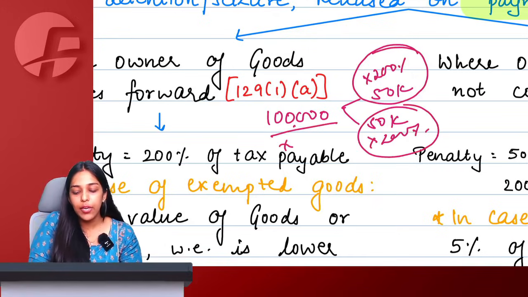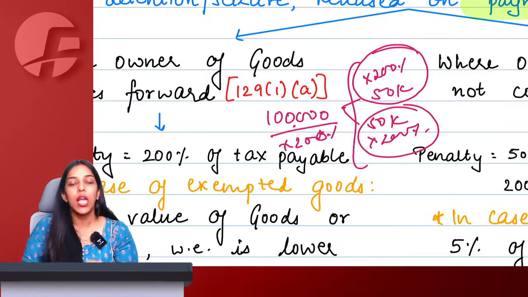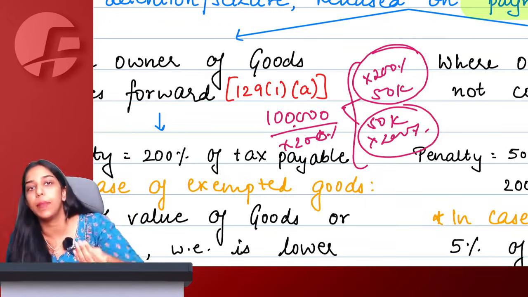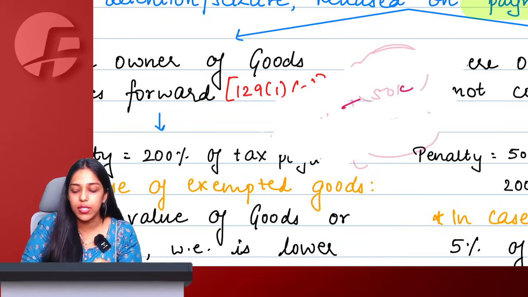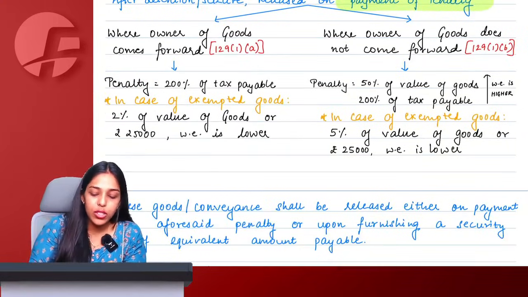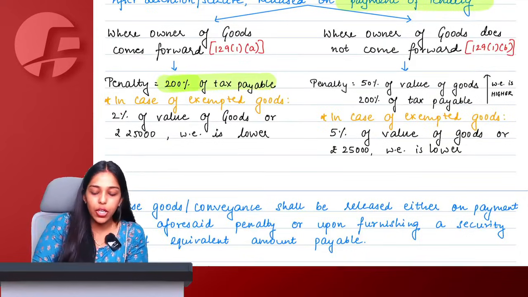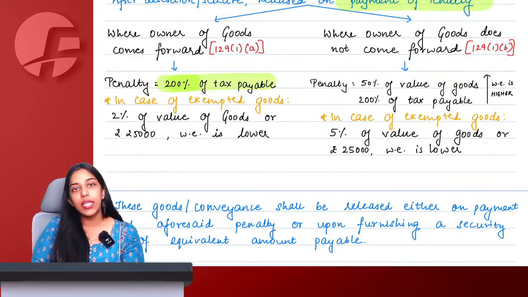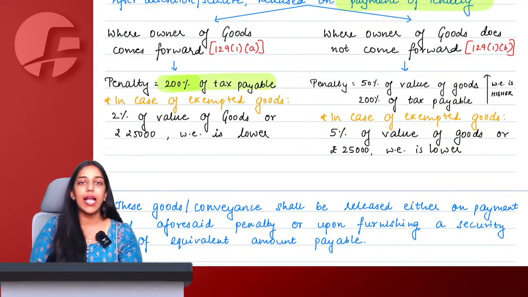So my total into 200% is going to be same only. You never double the percentage as 400% because the tax amount always is automatically doubled only. Right, ma'am. So if the owner of goods comes forward, then 200% of tax payable. But what if, ma'am, the goods that are being transported are exempted goods and the tax payable is 0?